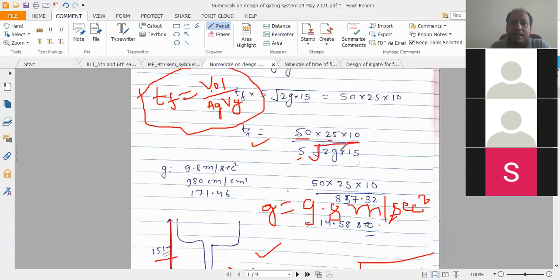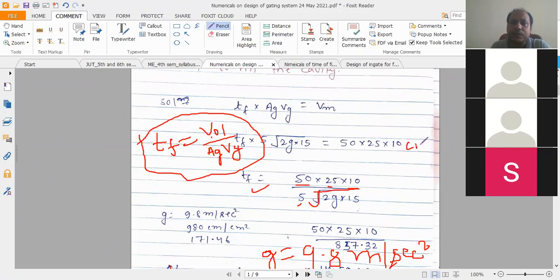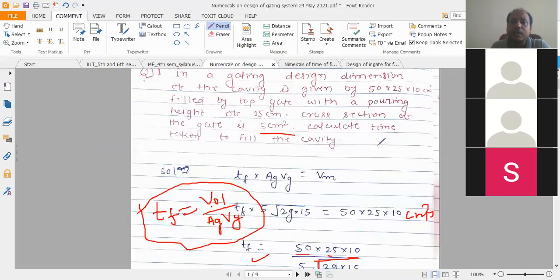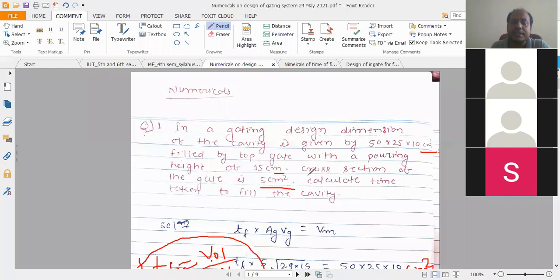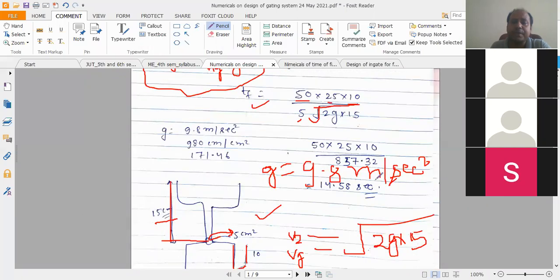But all the dimensions are in centimeter cube and centimeter. So this 9.8 meter per second square, if we multiply meter by 100, will be equal to centimeter. So we will consider 9.81, that is 981 centimeter per second square.